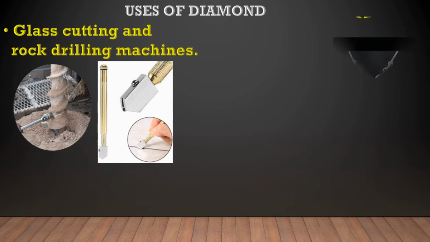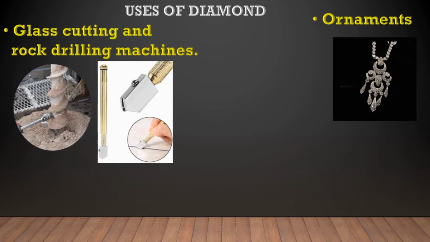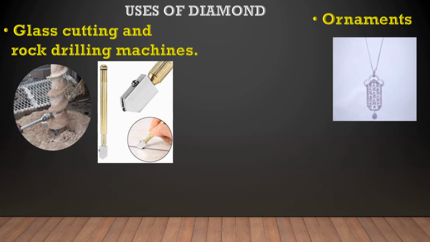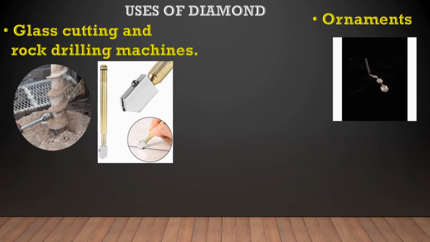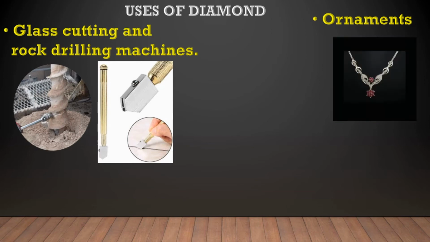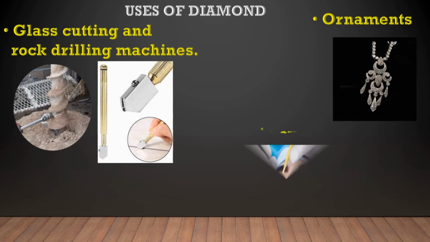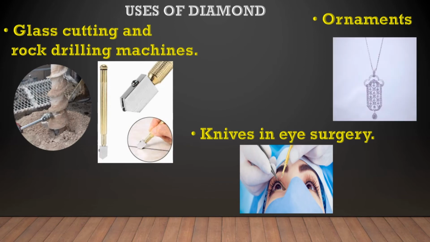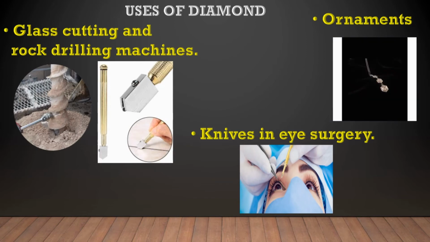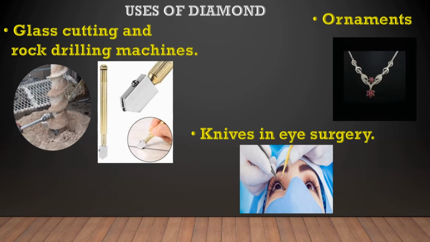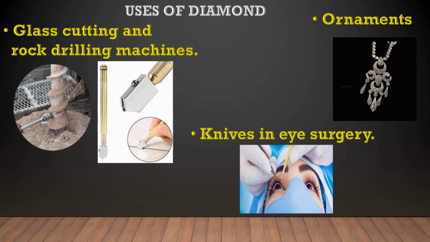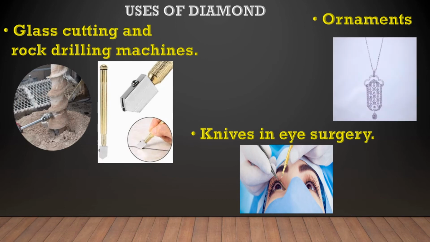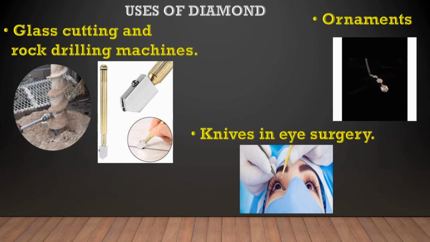Diamonds are used in ornaments because when it is cut by experts, it will sparkle and reflect light in an attractive way. Diamond knives are used in the eye surgeries because these knives have accurate cutting edges. Diamond knives are used in eye surgeries to cut the cornea in order to treat clouding of the lens or surrounding tissues.